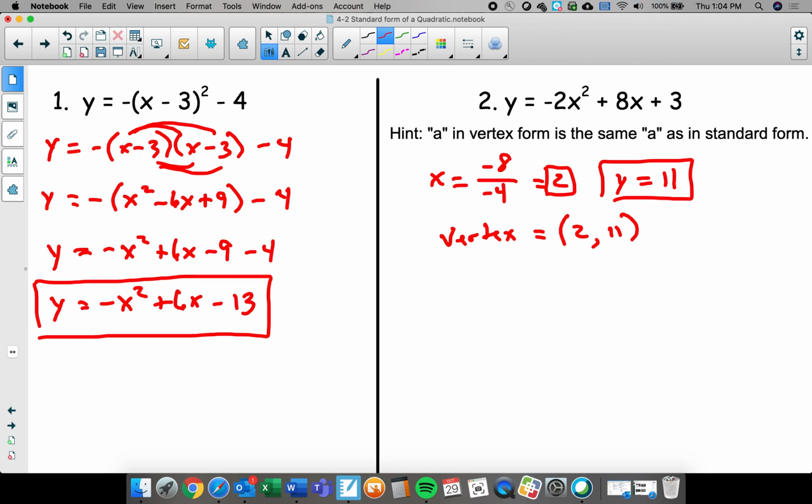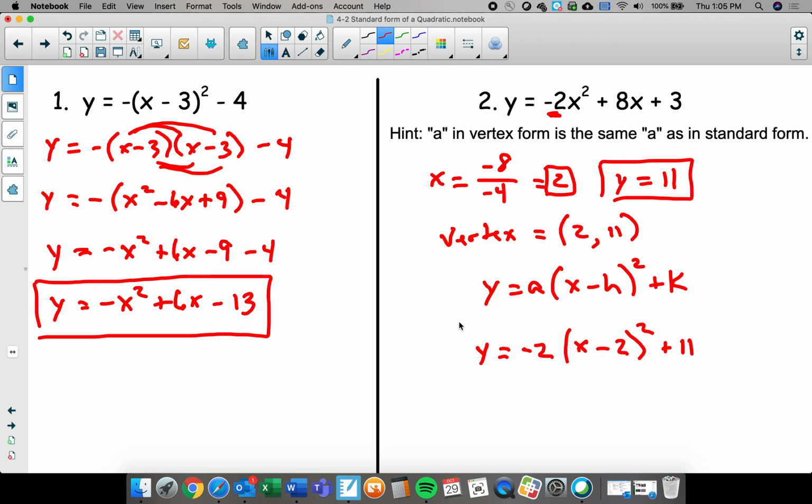Now that I have the vertex, I can write this in vertex form, which if you remember is y equals a times the quantity x minus h squared plus k. And now all I have to do is just put the numbers in the right spots. y equals a value of standard form is the same a value in vertex form. Therefore, that negative 2 that's sitting right up here at the top in front of the x squared, that is my a value. We have x minus the x-coordinate of my vertex, so x minus 2 squared, plus the y-coordinate of my vertex, which is 11. And there again is vertex form.